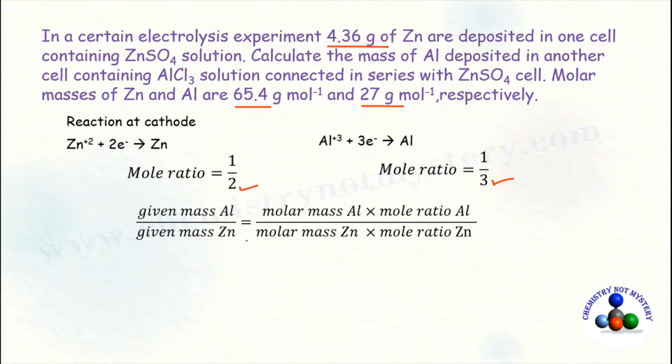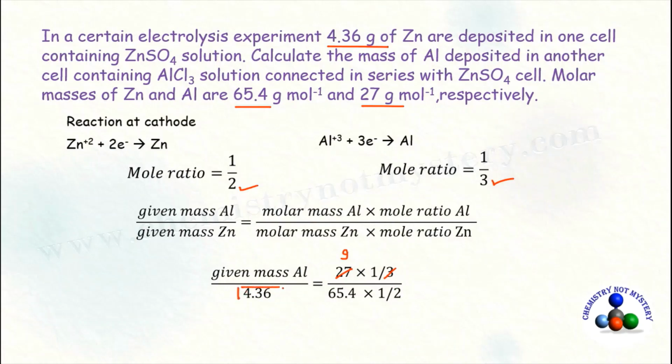Now place the values in this formula. So here you will get given mass of aluminium divided by 4.36 is equal to 27 into 1/3 divided by 65.4 into 1/2. So here it will get cancelled out and here you will get 9. And when you transfer 4.36 to the other side of the equation, it will go into multiplication and you will get 9 into 4.36 divided by 32.7. When you solve this equation, you will get 1.17 grams of aluminium will get deposited in the other cell.